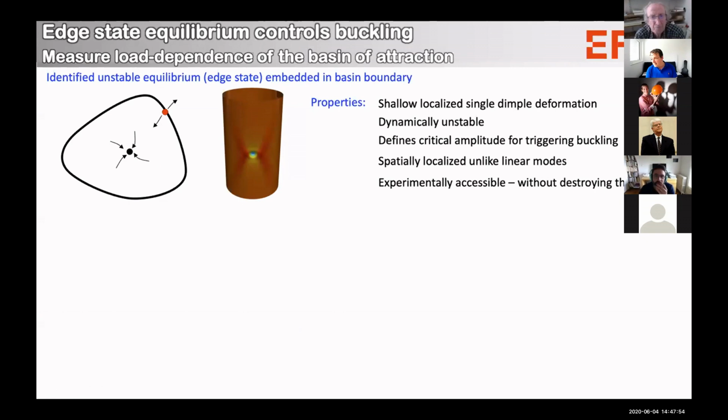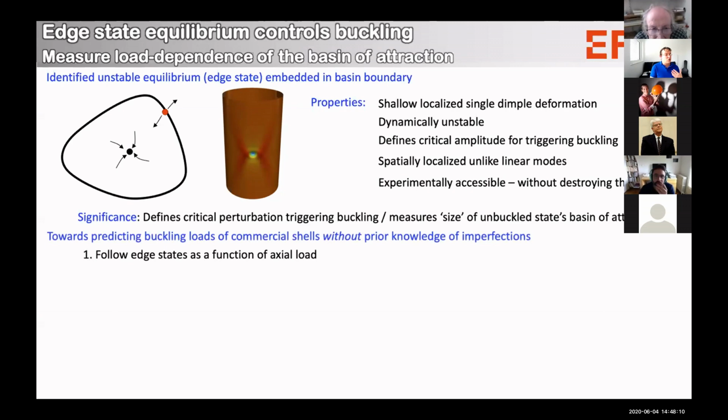And that's a key point: it's experimentally accessible without destroying the shell, because I can detect when my force tends towards zero without going there. So I can localize this edge state without destroying it. And that now allows me to start predicting when shells buckle.